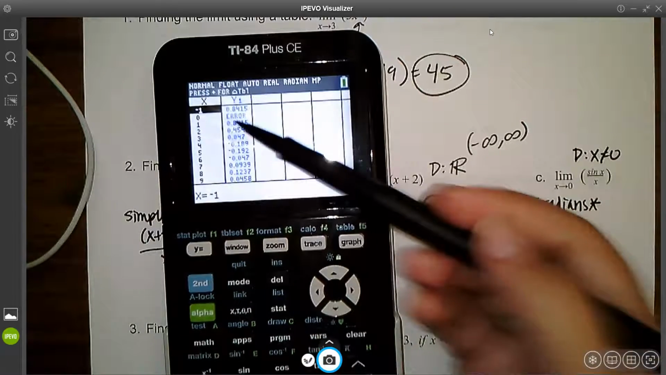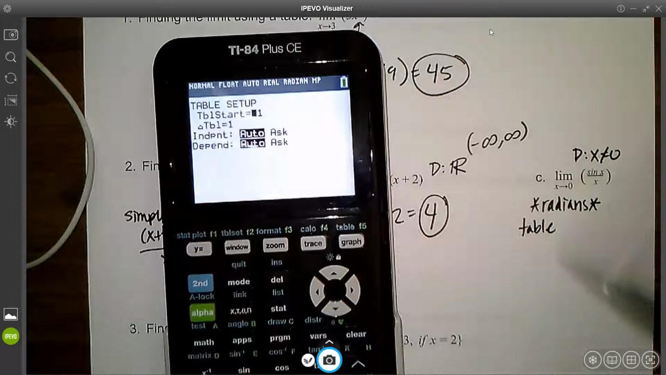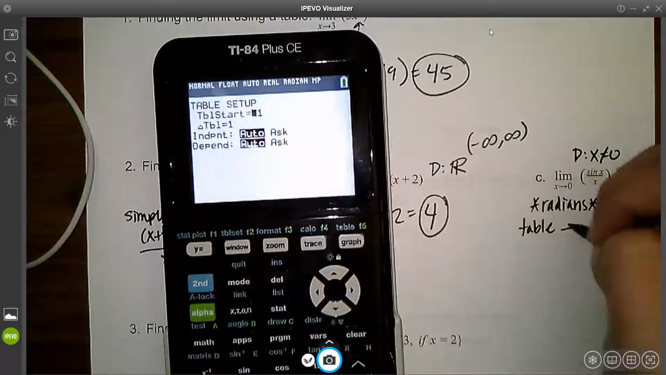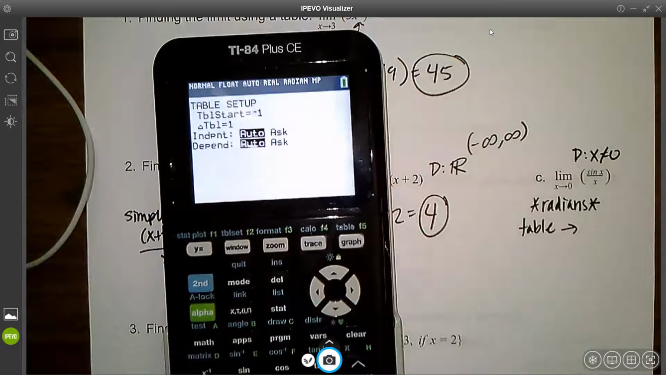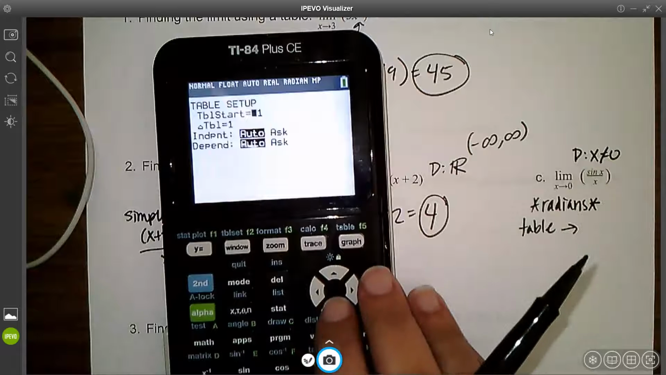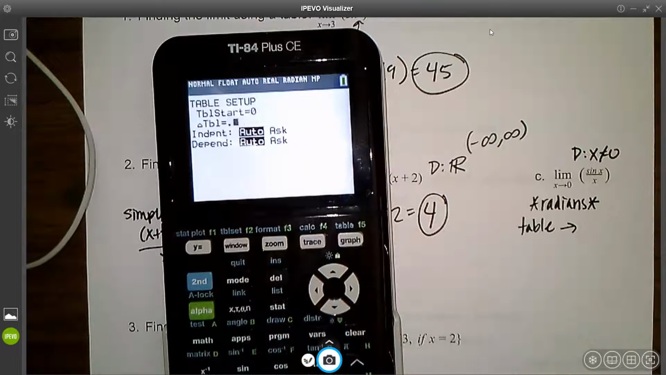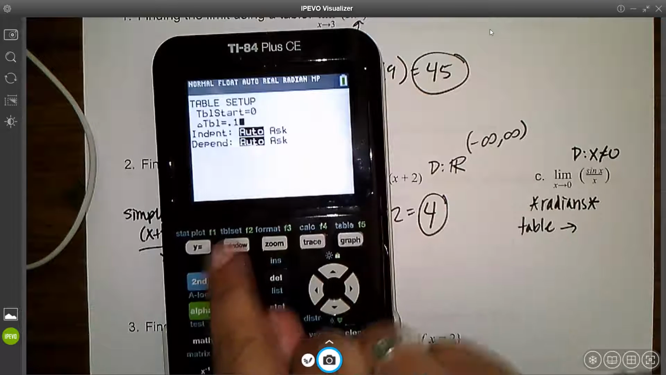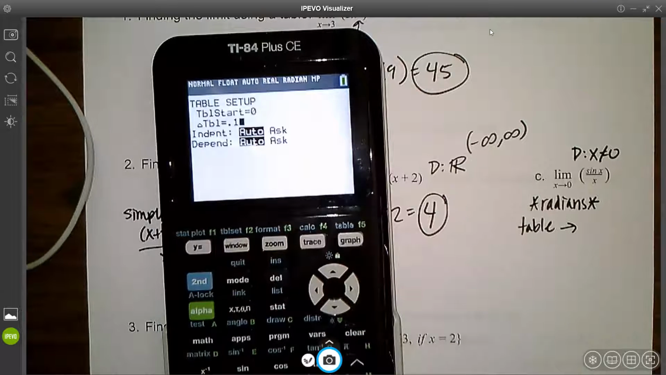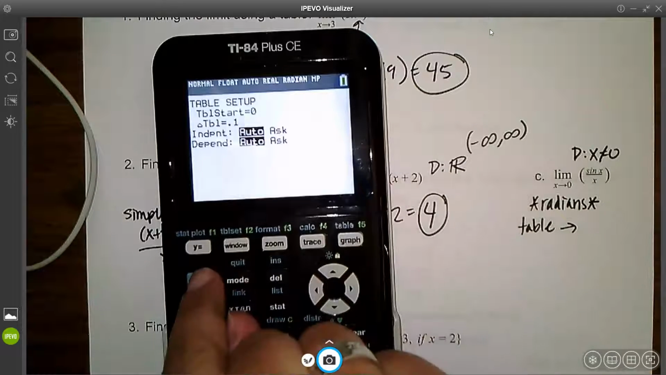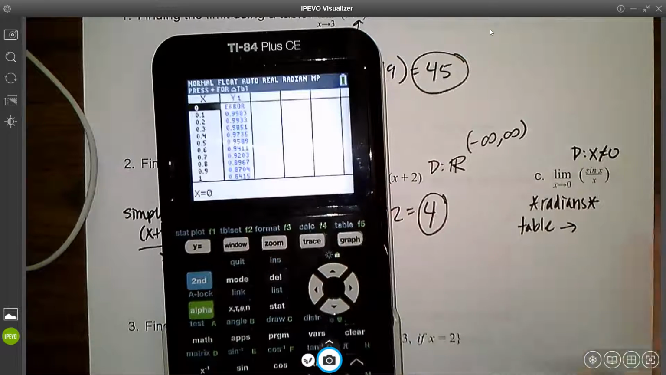So I'm going to adjust this value. I'm going to go to my table set, and all this information is in your notes online. So second window, we're going to adjust our table. I want my table to start at 0 because that's what I want it to get closer to. And instead of going up from 0 to 1, I want to see what's happening as we zoom in a little bit. So I want it to go up by 0.1. Second window, table set. And then I'm going to look at my table. And I want to look at it from both directions.